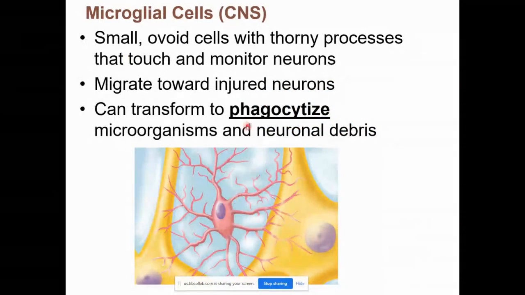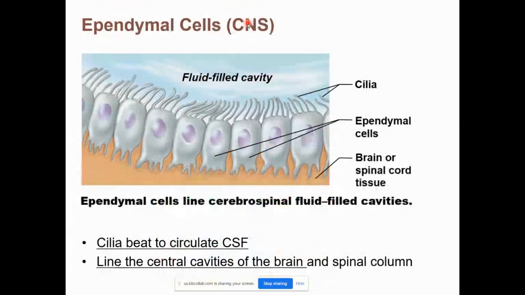Microglial cells, you don't have to know what they look like, but they're phagocytes, meaning they eat up debris, right? If there's some microorganisms in the area, they can engulf it. Remember, phagocytosis means take material. So they're kind of the cleanup and take in any debris or microorganisms that might be in the area. So your keyword is phagocytize or phagocytosis for the microglial cells in the CNS.